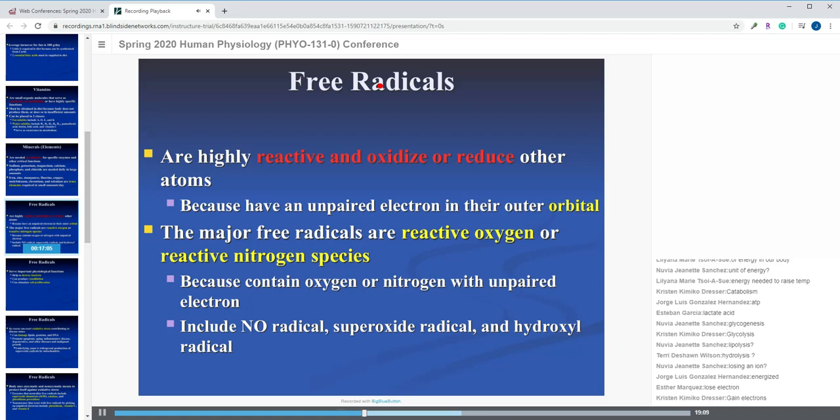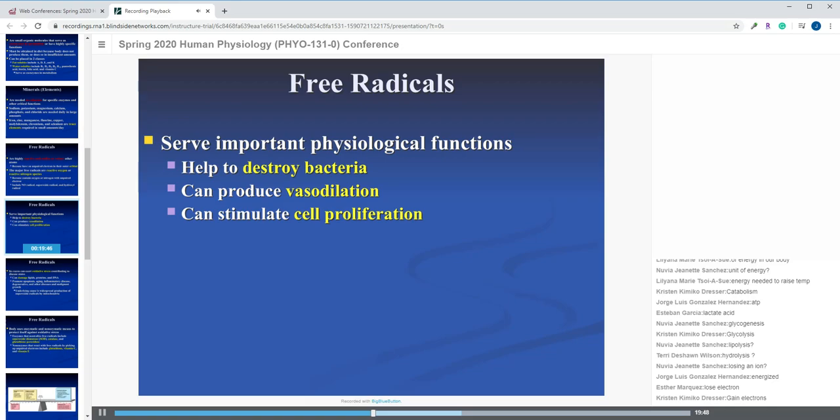Some of these radicals include the nitric oxide radical, the superoxide radical, and the hydroxyl radical. These are all different radicals that are produced in our body by many cells when the cells are undergoing metabolic processes. These free radicals serve a number of important physiological functions.